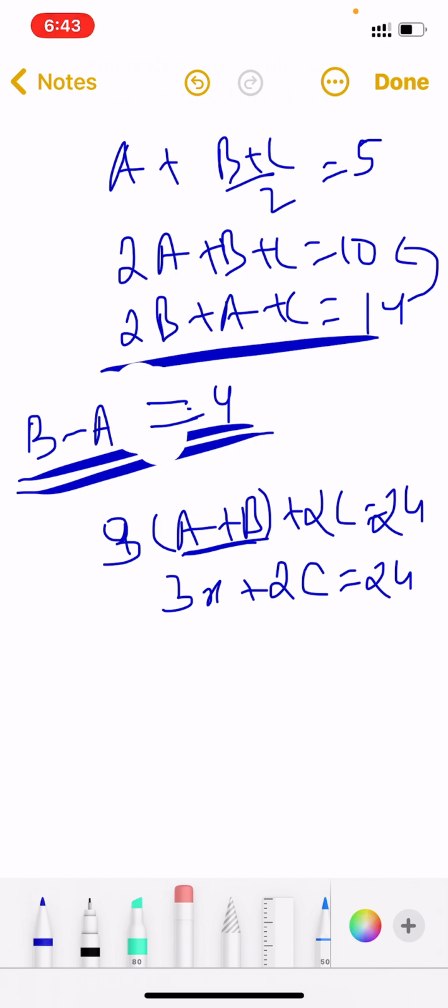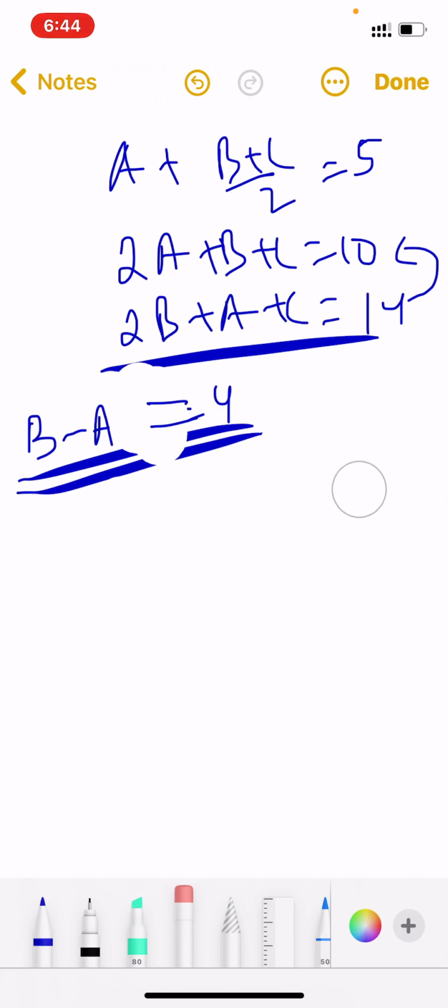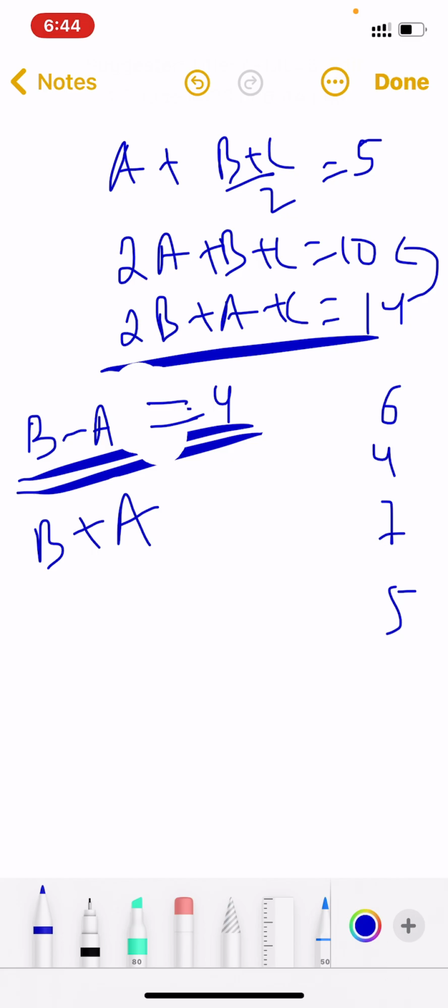Okay, what we'll do is we'll take the options. Just a second, I'm telling you the options. This was question number 9. The sum of A plus B, the options are 6, 4, 7 and 5. Okay, so if we take this to be 6, we'll get a positive value for both. Yes, so this can be possible.